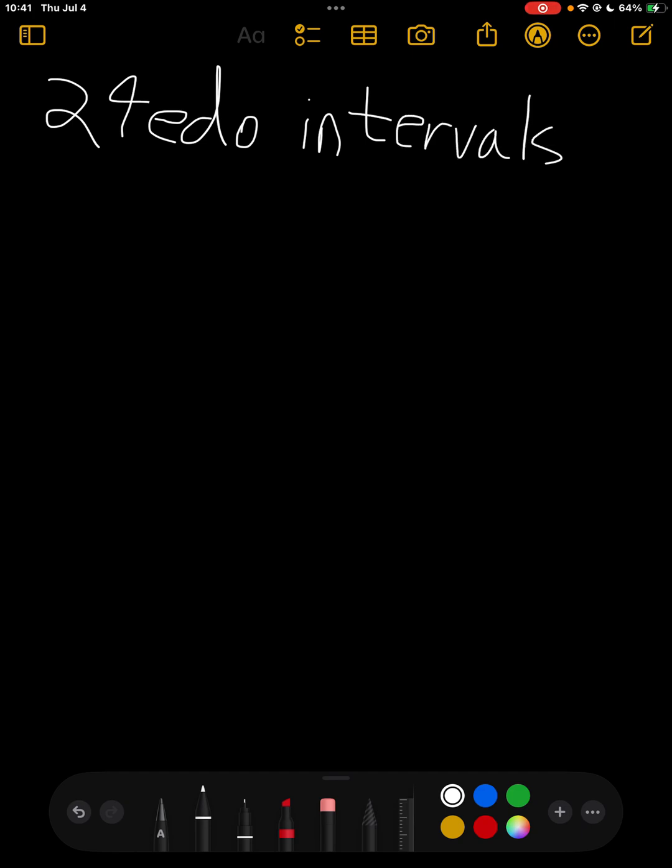So let's first ask ourselves the big question. What is EDO? EDO stands for equally divided octave, or equal divisions of the octave. It's the most common way to write these that I've found on the Xenharmonic Wiki, so that's why I use it. So let's start off with the intervals and their cent sizes.